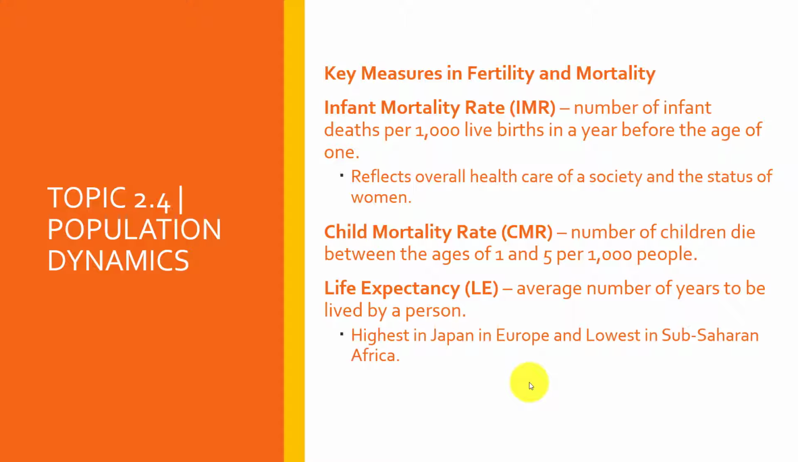The highest life expectancy rates are in Japan, and the lowest are in sub-Saharan Africa. Also, in Europe they have a high life expectancy rate. Why? Because of the same thing we've been mentioning: access to education, access to healthcare, access to a great workforce, and that allows them to pay for the things that they need so that they can live a longer life.